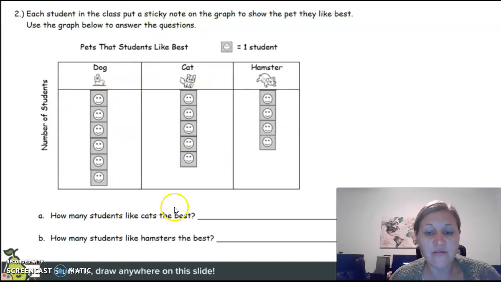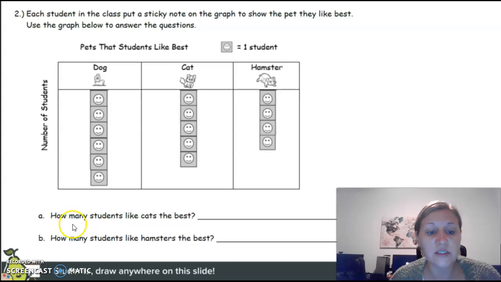So this is our graph, and students voted for the pets that they liked the best. Each sticky note is a vote for one student. So all of these smiley faces or sticky notes are the people that voted for dogs. These are the people that voted for cats. And these are the people that voted for hamsters.